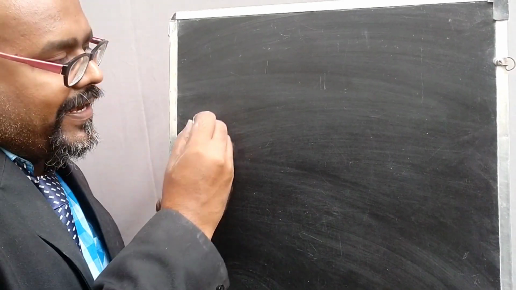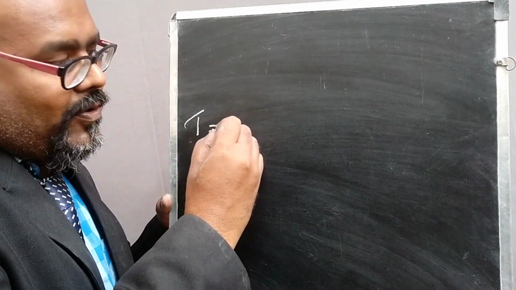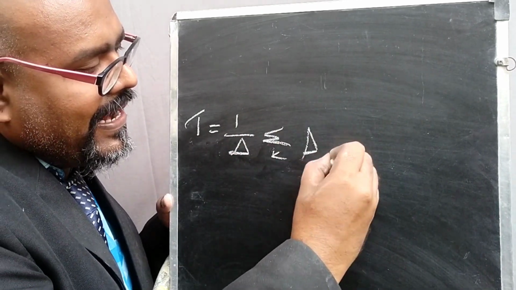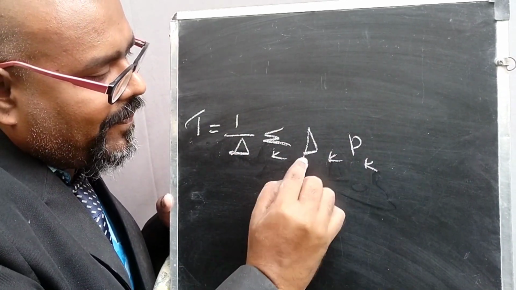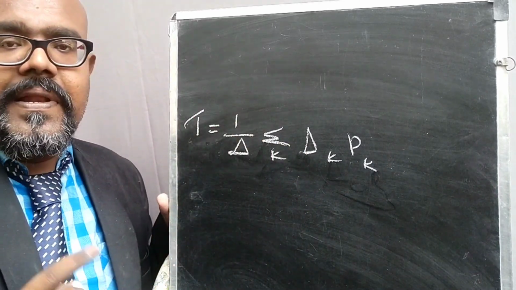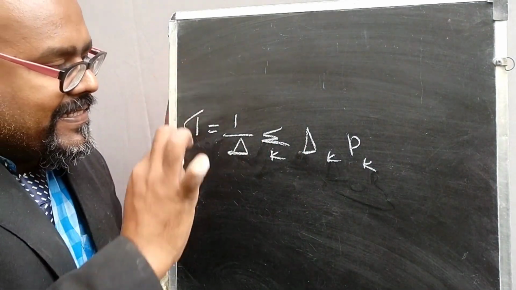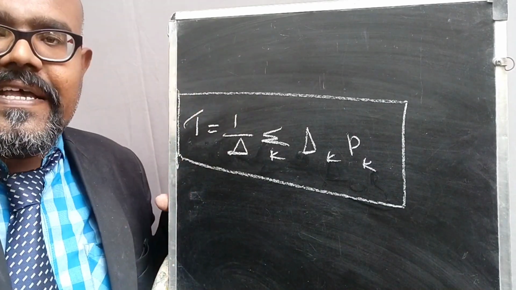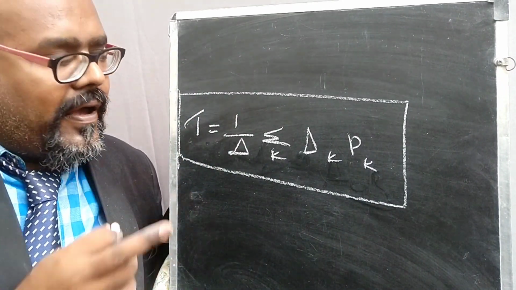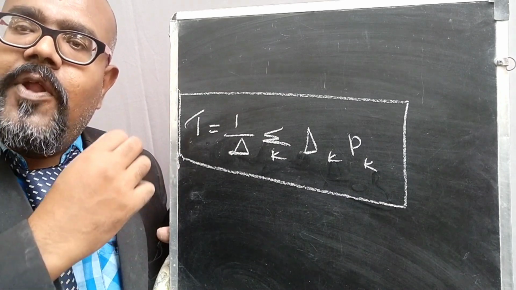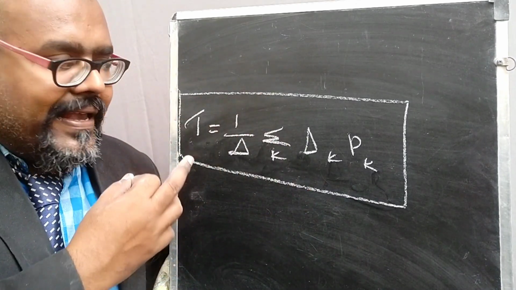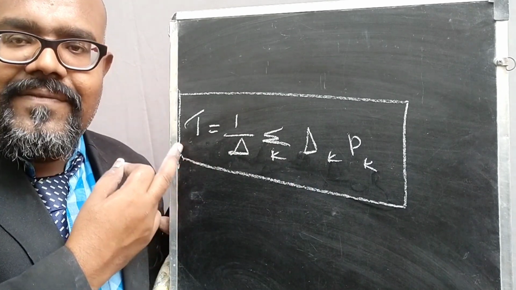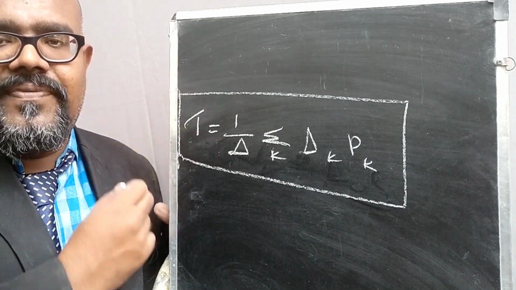See, the formula is capital T equals 1 by del, summation k, del k Pk. Please remember, this is the transfer function formula introduced by Mr. S.J. Mason. Rather than applying the block diagram reduction rules and everything, we substitute all the parameters here and easily calculate the transfer function.